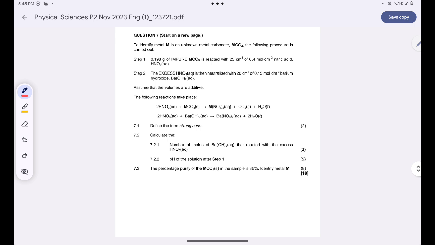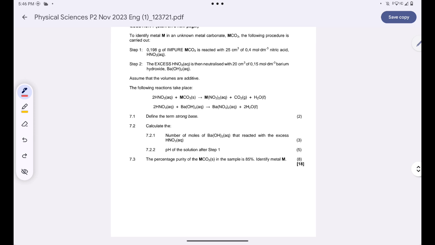Question 7. To identify metal X in an unknown metal carbonate, the following procedure is carried out. Step number 1: there is 0.198 grams of impure M carbonate. This M carbonate is reacted with 25 cubic centimeters of 0.4 moles per cubic decimeter of nitric acid.